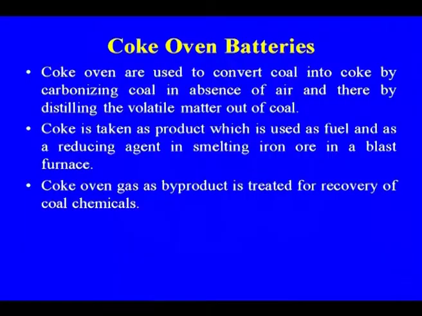Coke oven batteries. Now we will discuss the coke oven batteries and the processes involved in a coke oven plant. Coke ovens are used to convert coal into coke by carbonization of the coal in absence of air, thereby distilling the volatile matter out of the coal. Coke is taken as the product, which is used as a fuel and as a reducing agent in smelting iron ore in a blast furnace, and coke oven gas as a byproduct is treated for recovery of the coal chemicals.